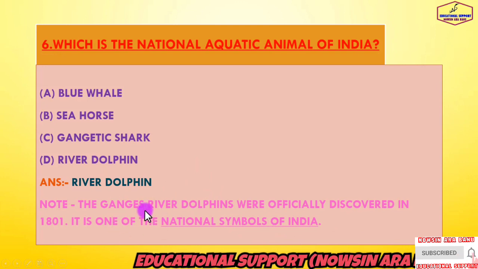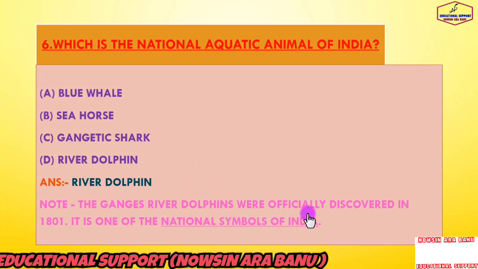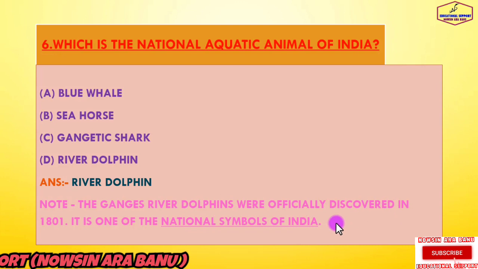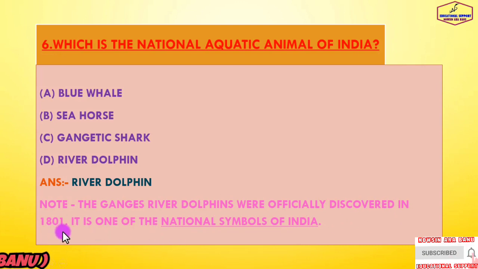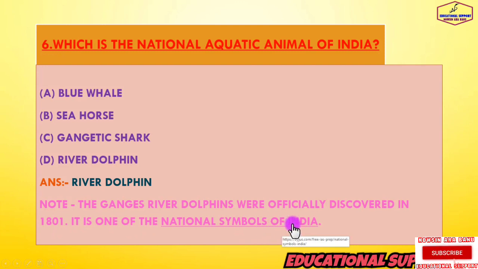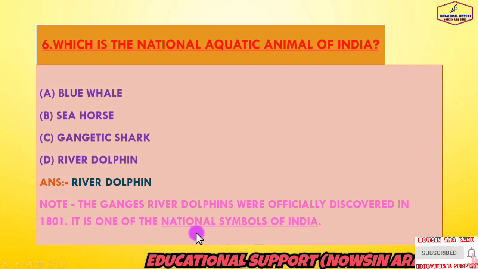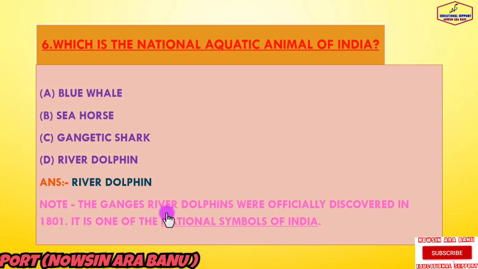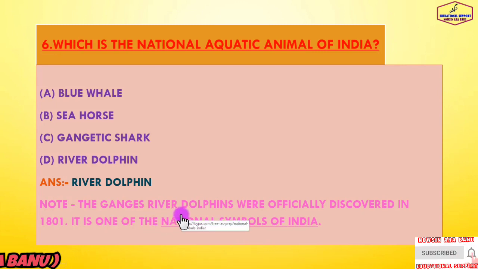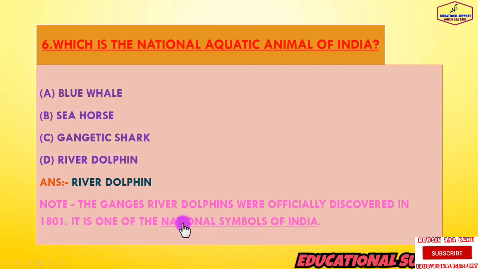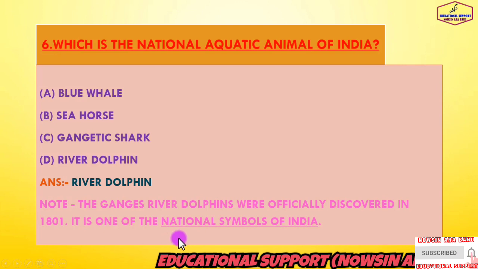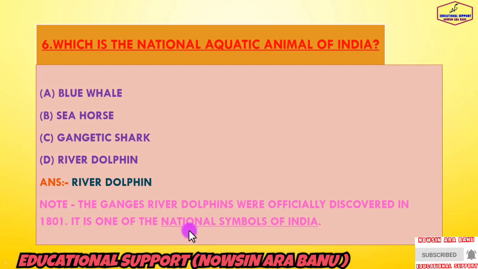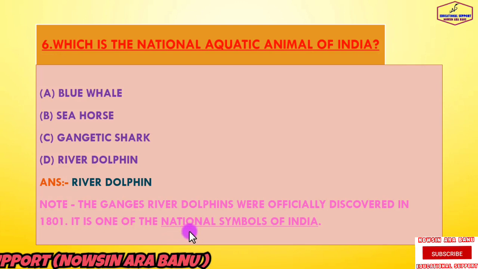The Ganges river dolphins were officially discovered in 1801. It is one of the national symbols of India. Do you have any idea why the Ganges dolphin is the national aquatic animal of India? The reason to declare the Ganges river dolphin as the national aquatic animal of India was to save it from extinction.